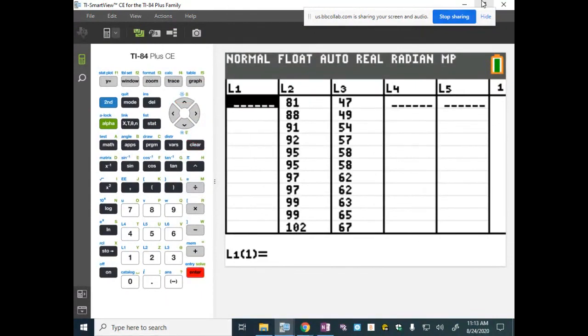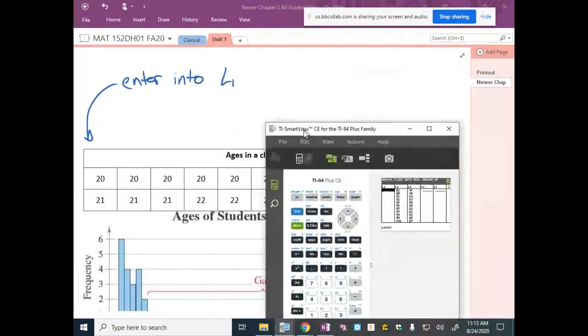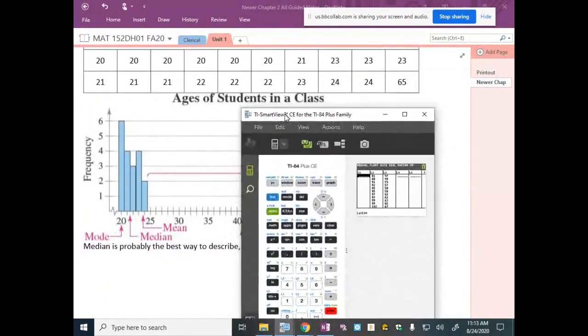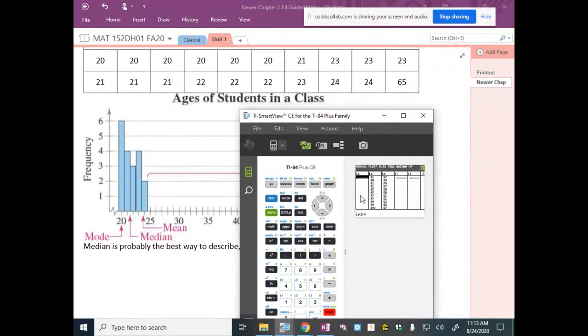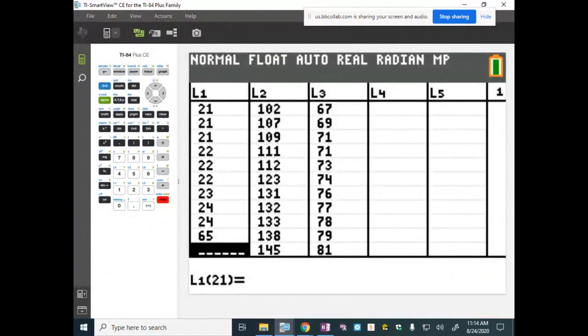There are 20 pieces of data. Ages of students in a class. So I'll give you another moment to get that data entered.